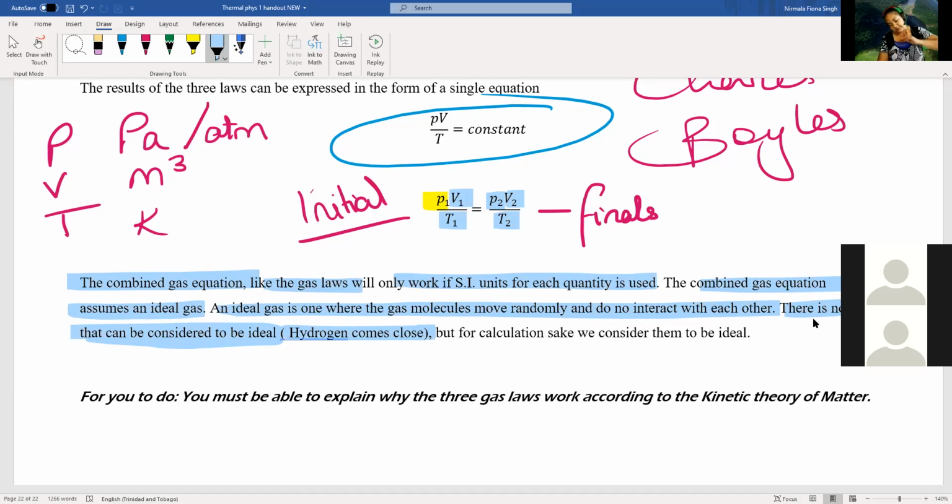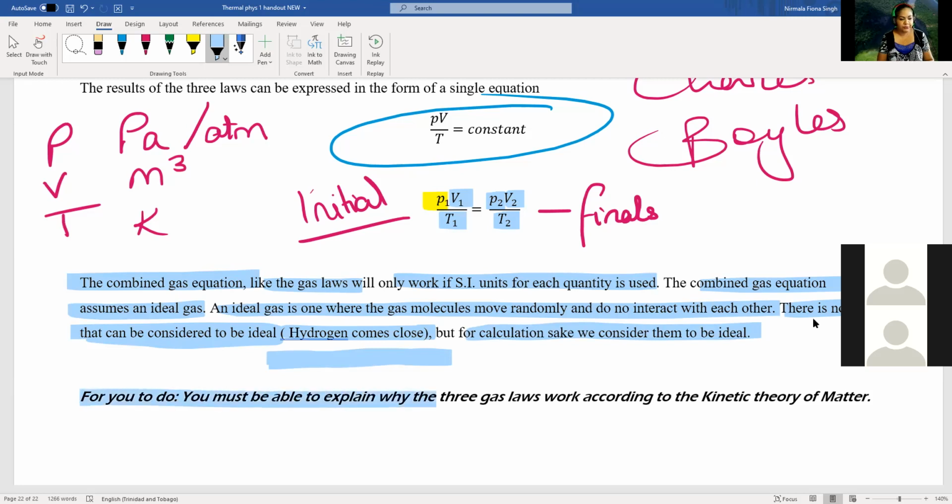Why is hydrogen considered to be an ideal gas? Because hydrogen molecules really do move around randomly. They do not interact with other molecules. Because hydrogen sticks together, that's why we end up having massive clouds of hydrogen gas out in space. Those are the building blocks of nebulas and stars. So hydrogen is the closest that we can get to a perfect gas. Other gases, not really. But for the sake of calculations, we consider all our gases to be ideal, as in, it's close enough, so it's not really for us to bother.